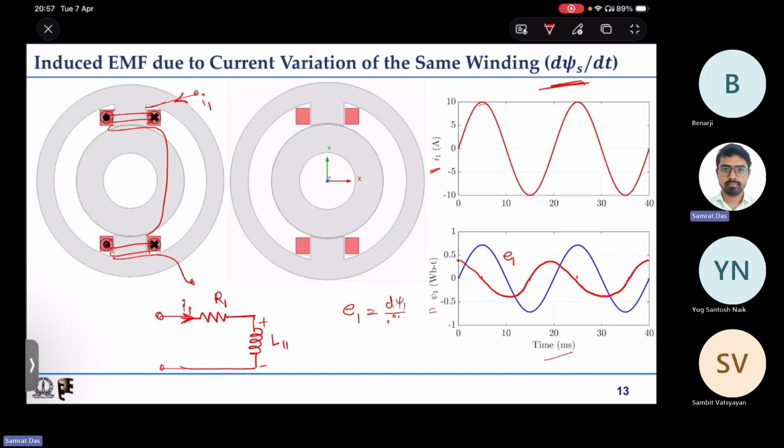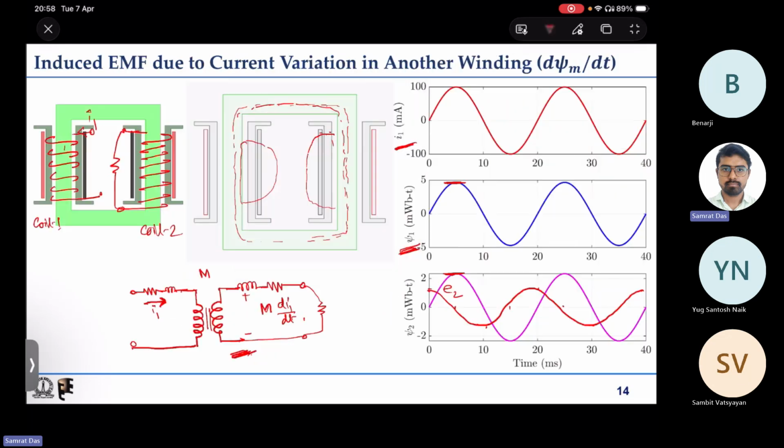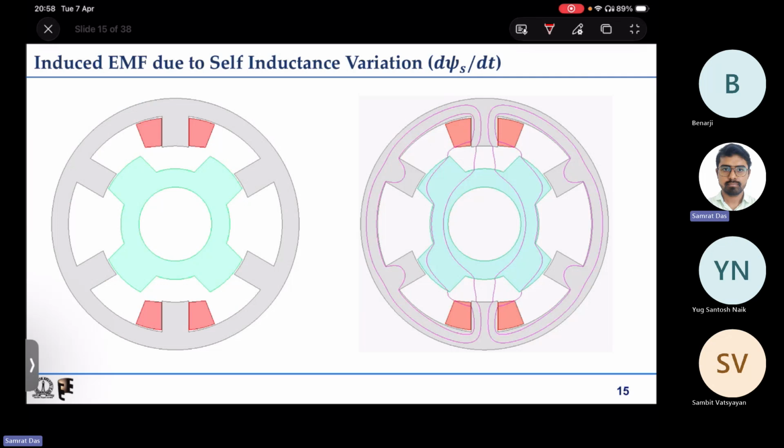Okay, so these two constitute the first part, that is the transformer EMF, where we need not include a back EMF or voltage source separately. The inductance, either self or mutual inductance, can be used to model the induced EMF. Now we come to the third case.